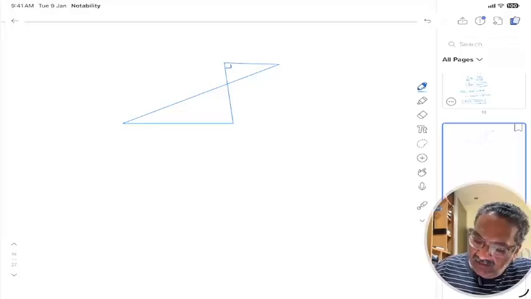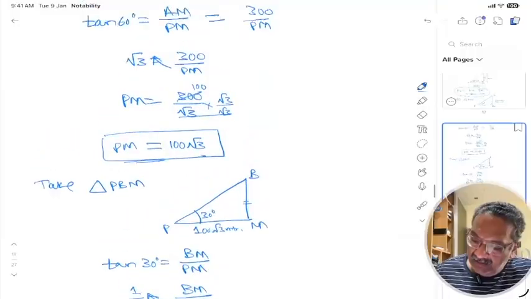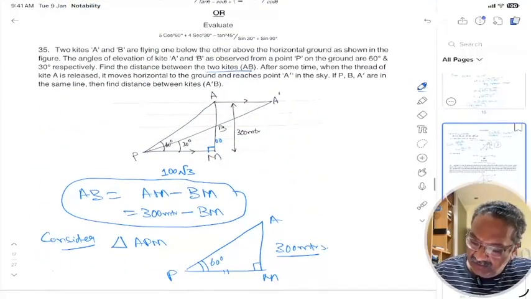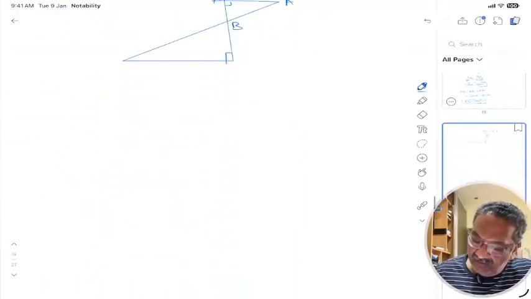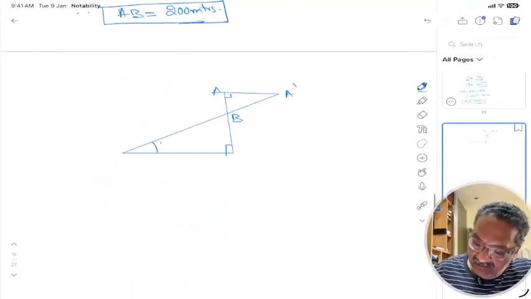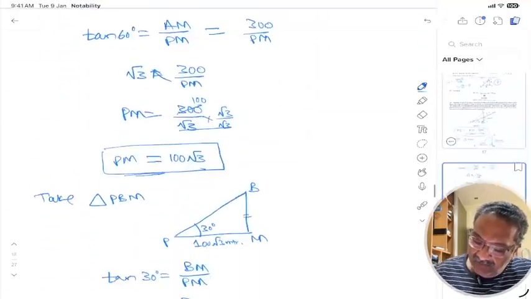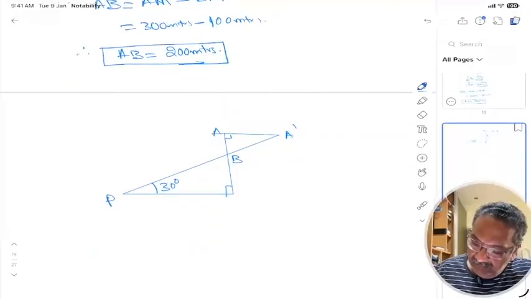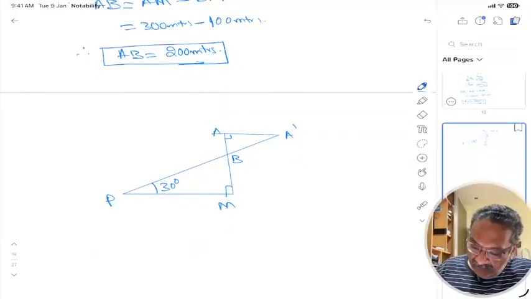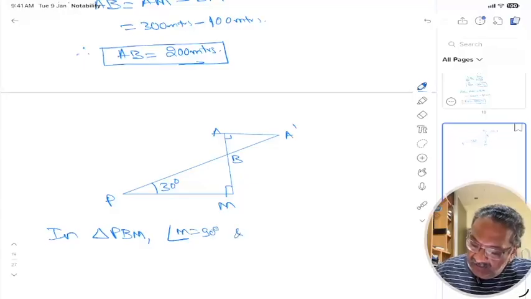All right, see, this is 90 degree, this is B, A dash. I am only taking this portion, triangle. All right, now I know this to be 30 degrees. This is 30 degrees. This is P and M. In triangle PBM, angle M is 90 degrees and angle P is 30 degrees.